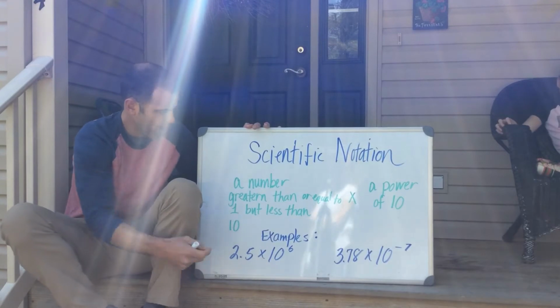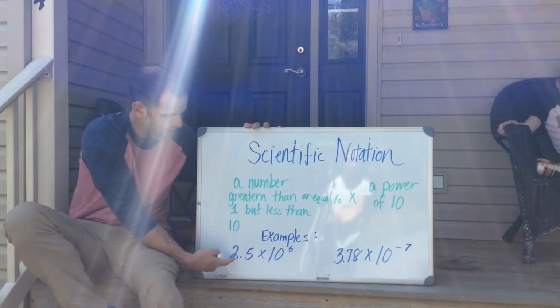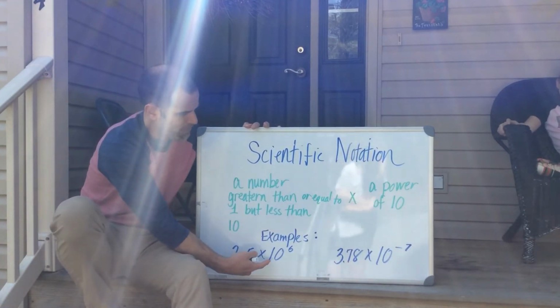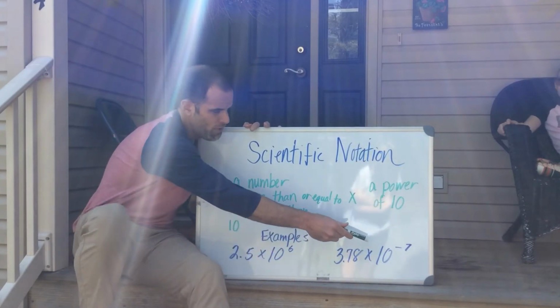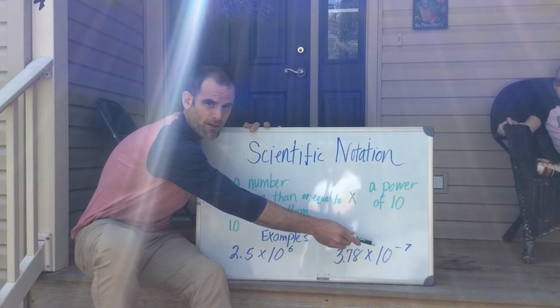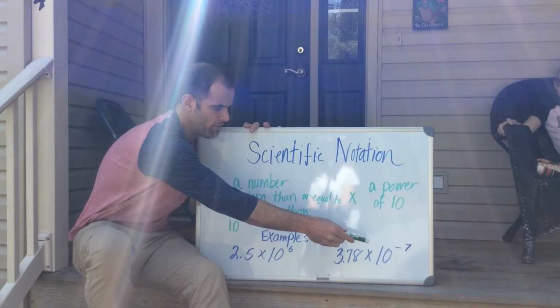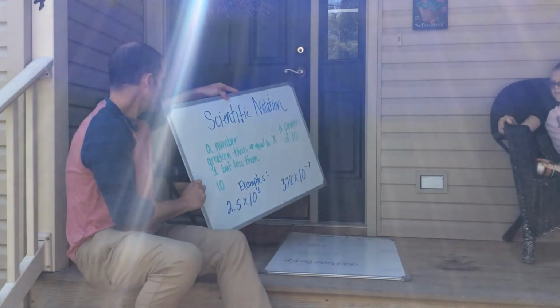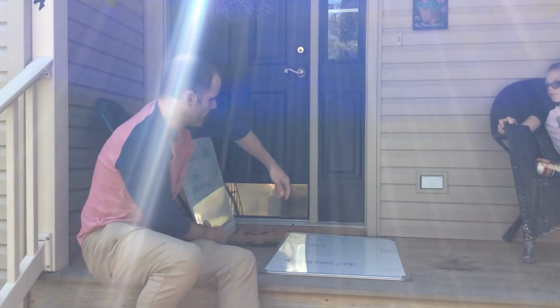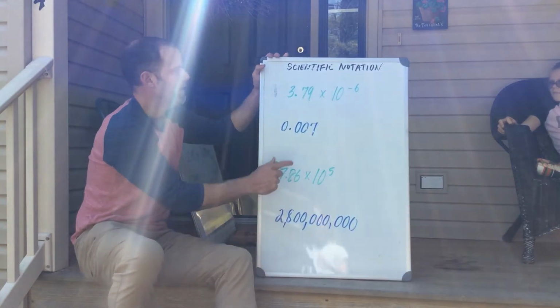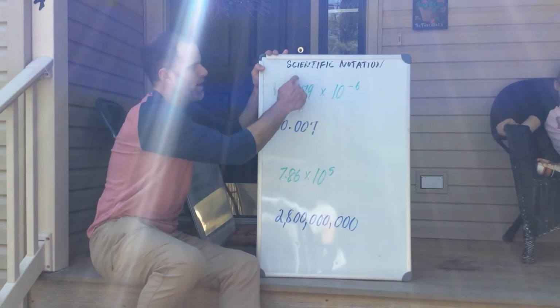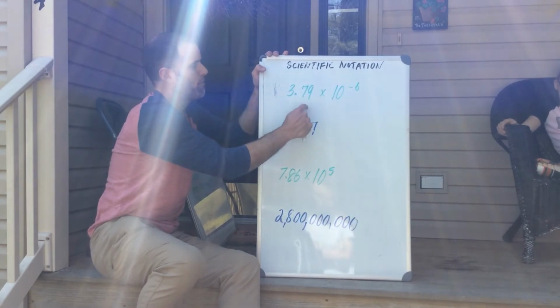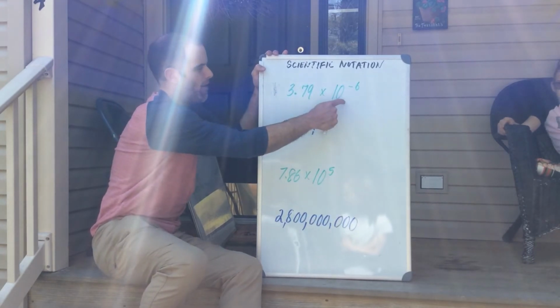So here are some examples down here. You can see this number is between 1 and 10. This is a power of 10. Notice that we can also use negative exponents if we want to express really small numbers. Okay? So let's take a look at some examples. This number here, again, is a number that is between 1 and 10 and a power of 10.